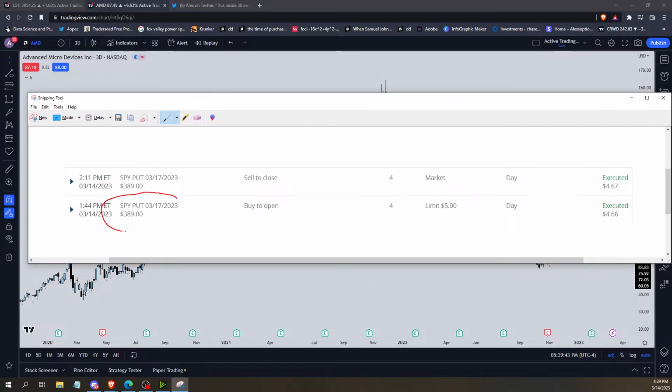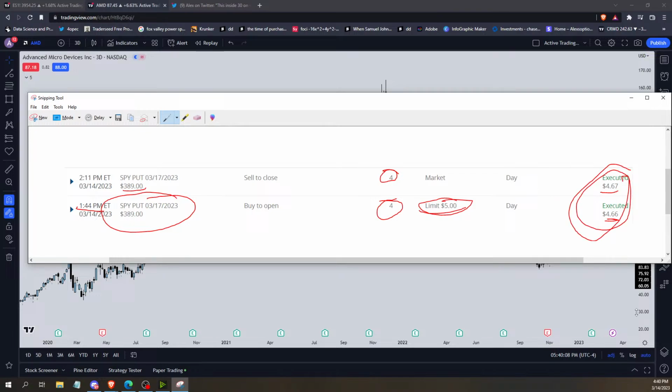You can see I bought the SPY puts at 1.44. I bought 4 of them. I put in a limit of 5, so it's more of a market order since SPY is very liquid. Spent $466, so about a $2,000 trade. What happens? Again, it went down. I moved my stop to my entry. 389 put, sell to close for a penny. Pays for my commissions. And this right here, this is that gold mine.